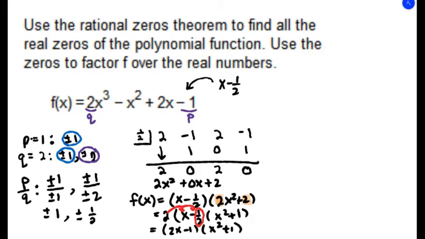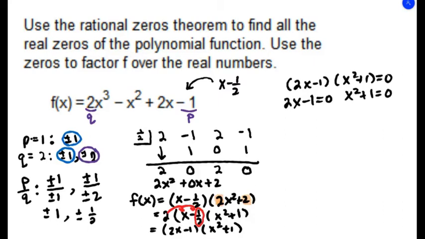So we've written the polynomial in its factored form, and I want to finally make sure that I've identified all of the real zeros. So let's set these factors equal to 0. So if we set 2x minus 1 times x squared plus 1 equal to 0, I would have 2x minus 1 equals 0 and x squared plus 1 equals 0. I add 1 to both sides to get 2x equals 1. Divide by 2, and that gives x equals 1/2.